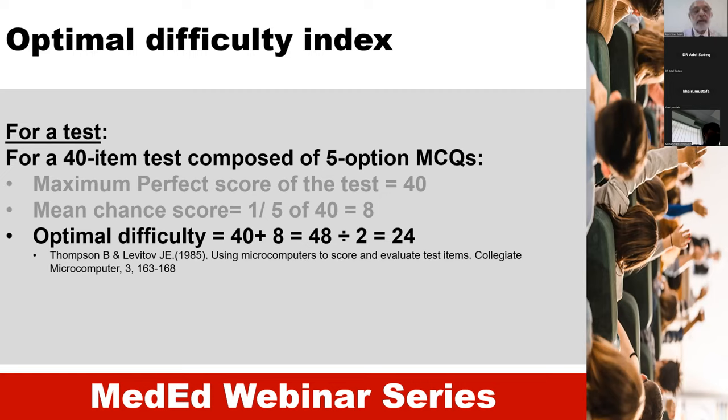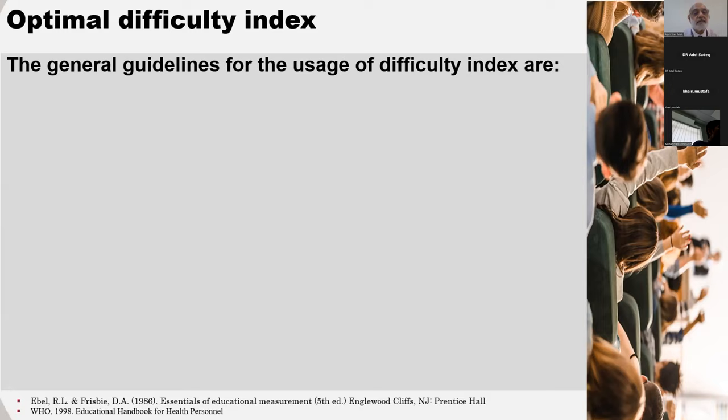So based on the number of items and whether we are using 4 options or 5 options, we can calculate the optimal difficulty index. And once we get the report, for example, from the optical reader about the difficulty index, based on this calculation, we can have an idea of the optimal difficulty index for that test.